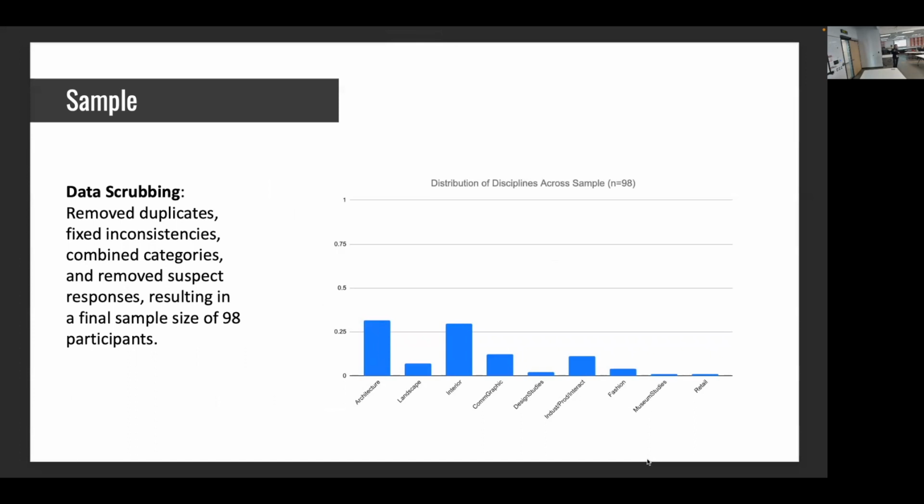So data scrubbing, again, I had to remove some participants because of duplicates, and you can always spot those participants, like 0, 0, 0. So you're like, okay, you're out.